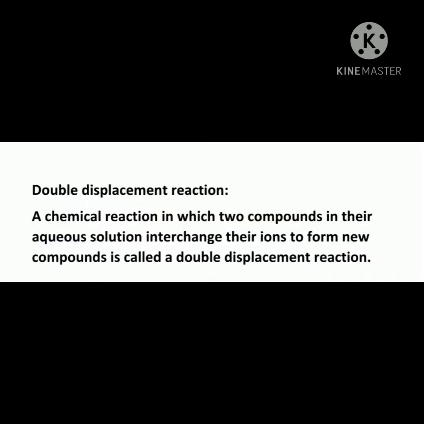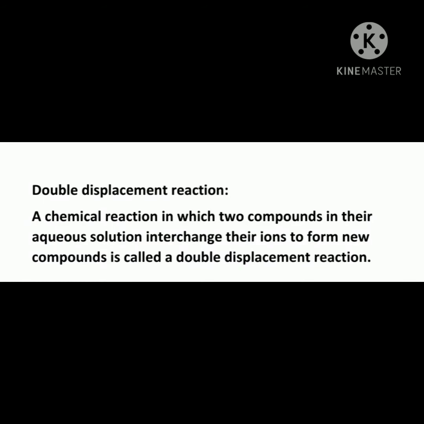The next reaction is known as double displacement reaction. In the previous type of reaction that we did, that is displacement reaction, only one element was being replaced or displaced. But in double displacement reaction, two elements will be displaced. So a chemical reaction in which two compounds in their aqueous solution, that means they have to be mixed in water, interchange the ions to form new compounds is known as a double displacement reaction.